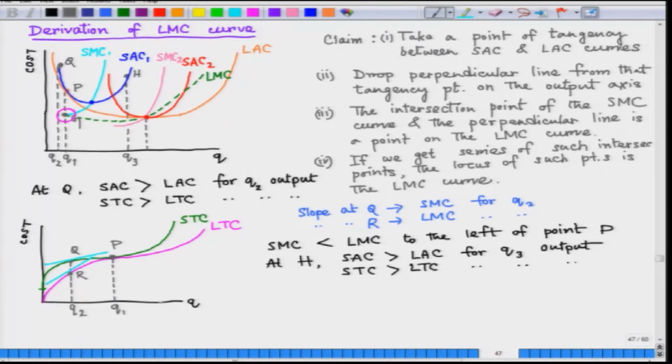Suppose I have this particular point H on the short run total cost curve, and now I am going to draw a vertical line so that I get my output level Q3, right, and this intersects my LTC here. Let me name this point. So, this is my H point, and this I can say point J, right.